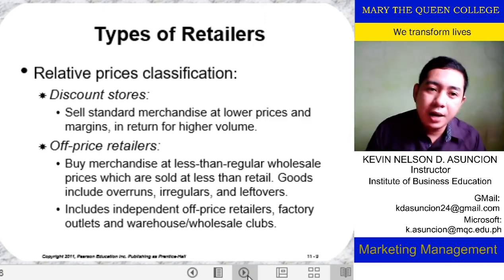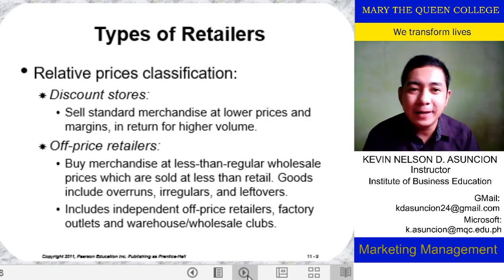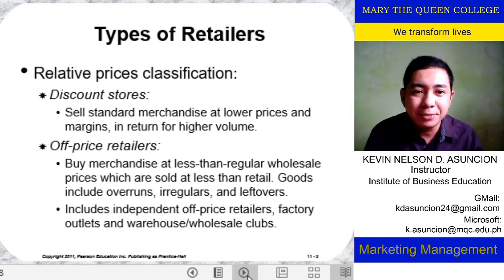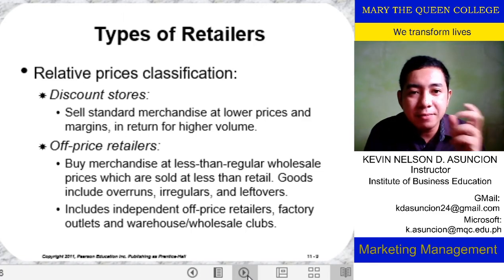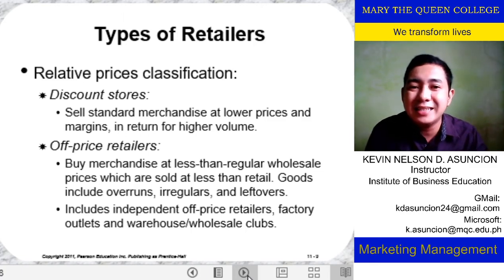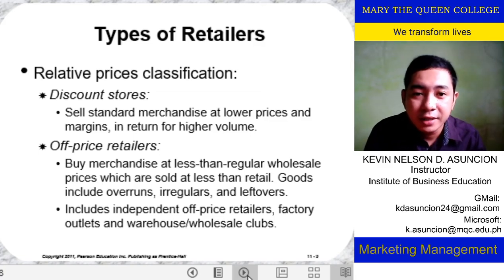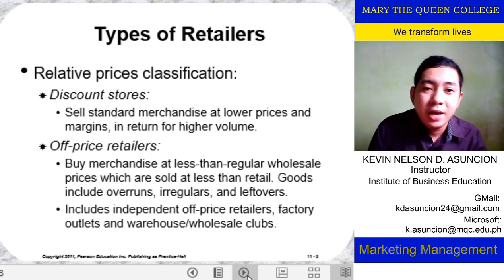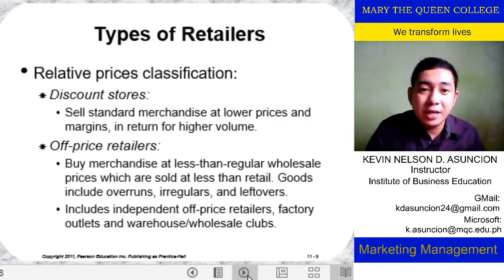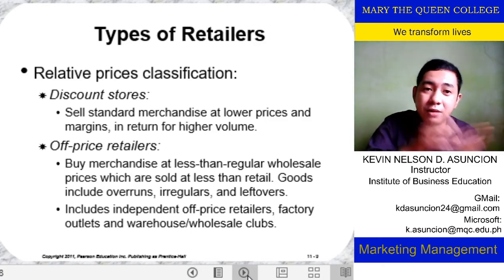Now, what are off-price retailers? Off-price retailers, frequently these are retailers that buy merchandise at a less than regular wholesale price, which are sold at a less than retail. So goods include overruns, irregulars, and leftovers. Then it includes independent off-price retailer, factory outlets, and warehouse and wholesale clubs. Kaya nga mas mura sila. So kakaiba naman yun sa discount stores.